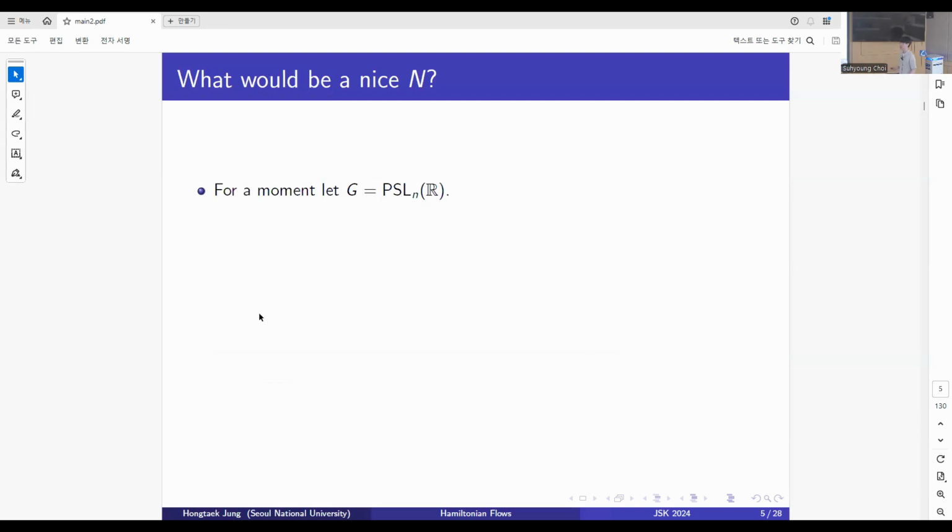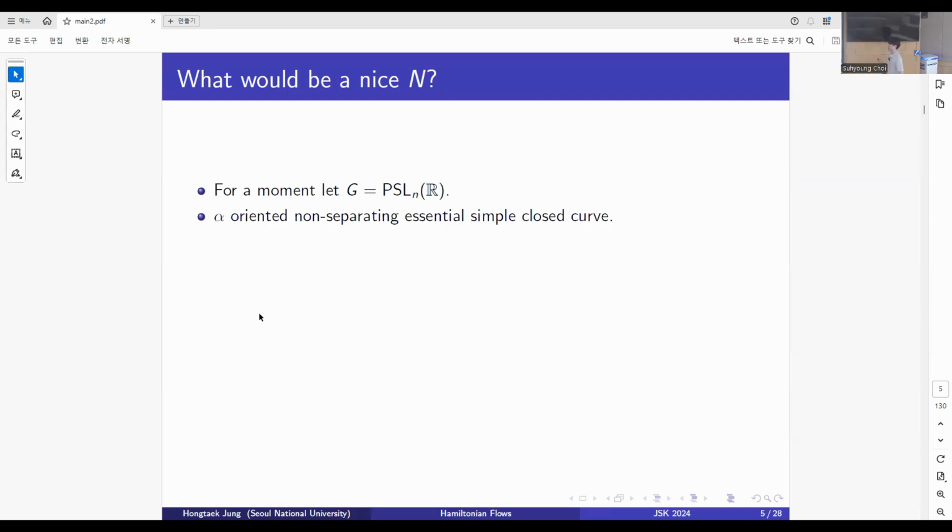So what would be a nice open set N? To define this, we need to do some preparation. We are going to construct a nice open set N for the PSL(n,R) Hitchin component first. And at the end of this section, we're going to come back to the other two cases. So for the moment, let's just assume that G is the Lie group PSL(n,R).